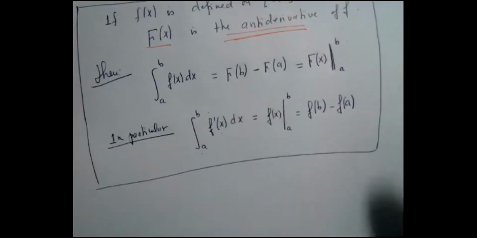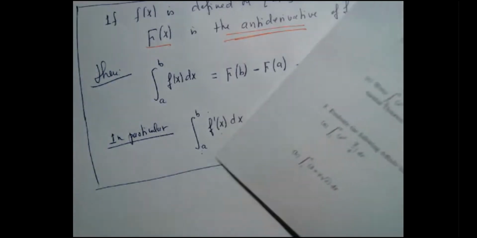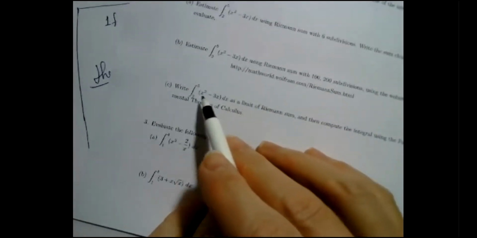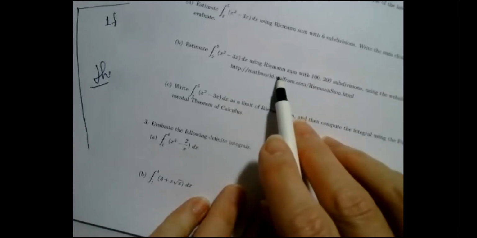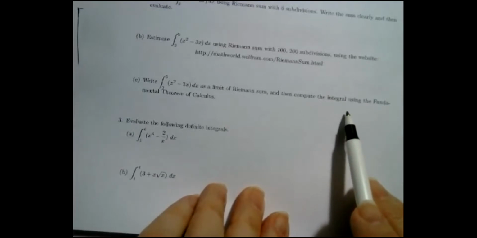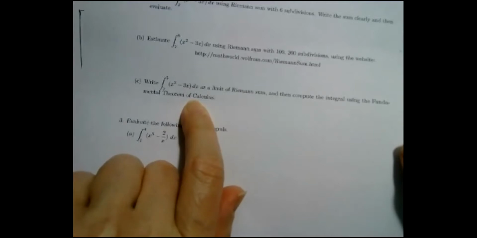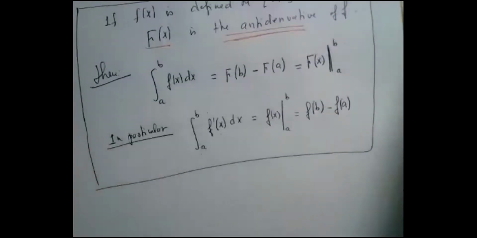Now the first problem I will do is to finish number 2. In this problem, number 2, part C, we wrote the integral as a limit of sums. We estimated it by using the Riemann sum. Now we're going to compute it using the fundamental theorem of calculus. We're going to take back this problem and use the fundamental theorem to evaluate this integral one more time, which should hover around 7.5 because that's exactly what the Riemann sum gave.